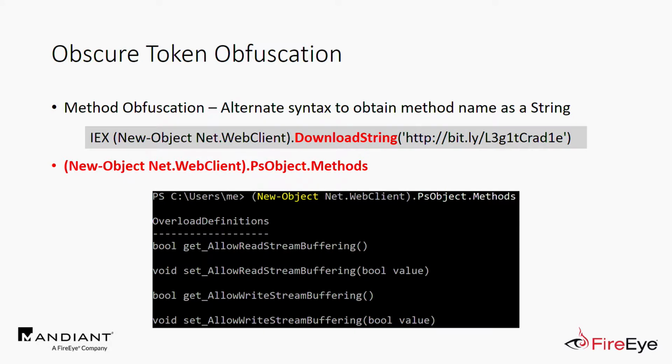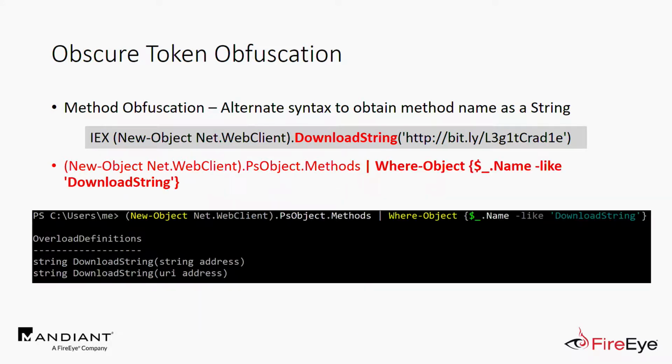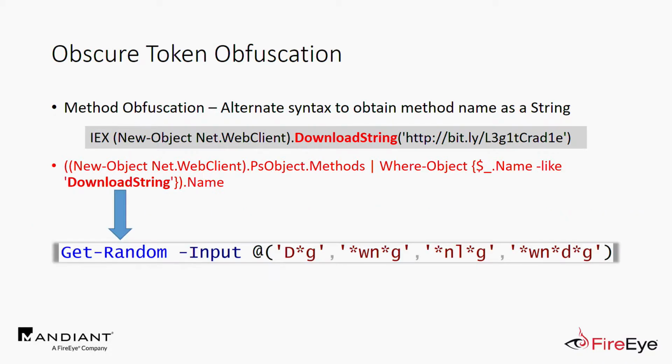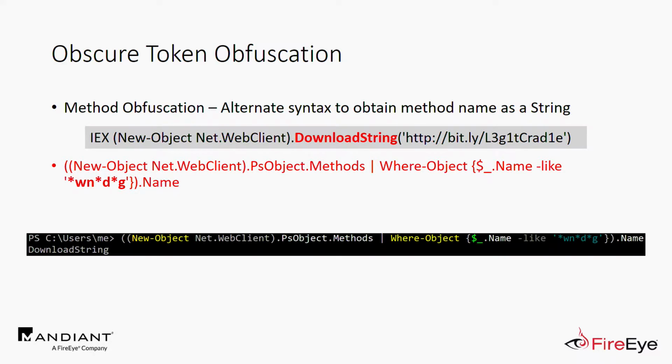And so you'll see it has all the overloaded definitions. What we can do is say I only care about the one where the name is like DownloadString. Then we can use wildcards, or grab the name out of that to get that string. This is a screenshot of some of the code. Any of those wildcards will work. They will only return DownloadString. So this is now going to return the string DownloadString.